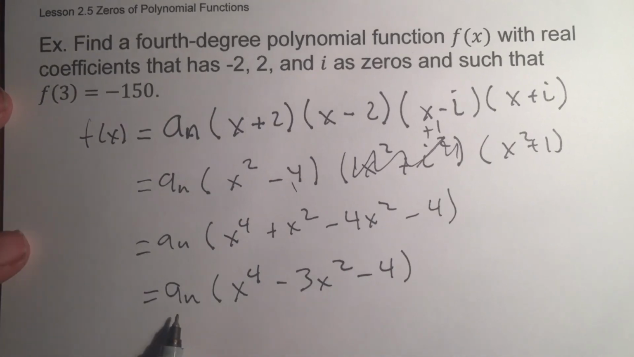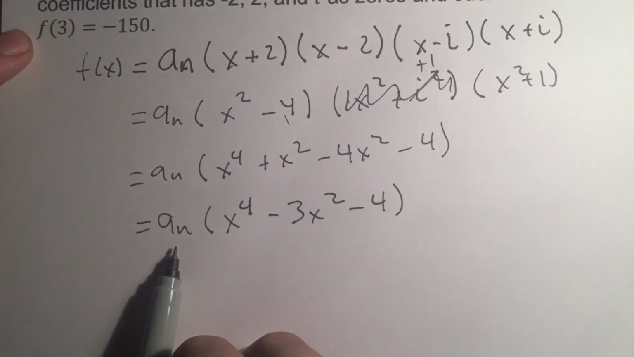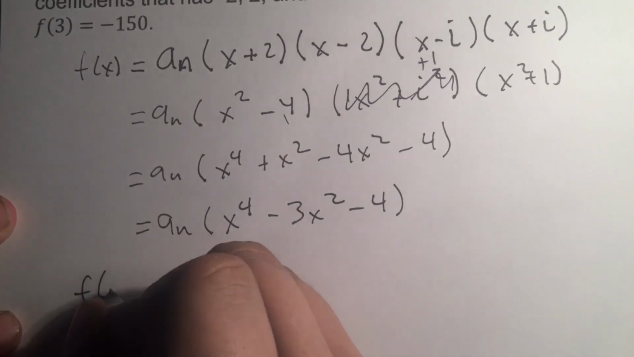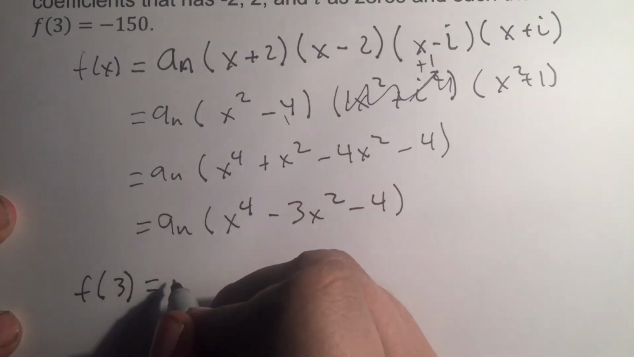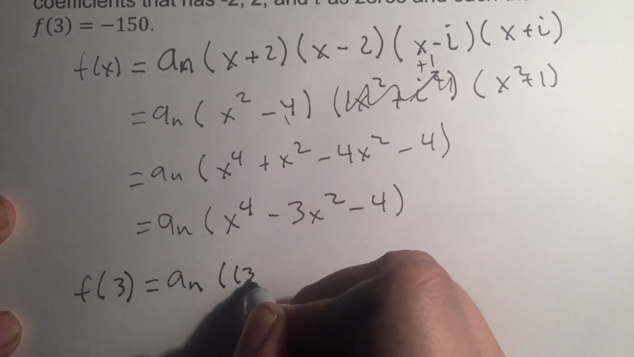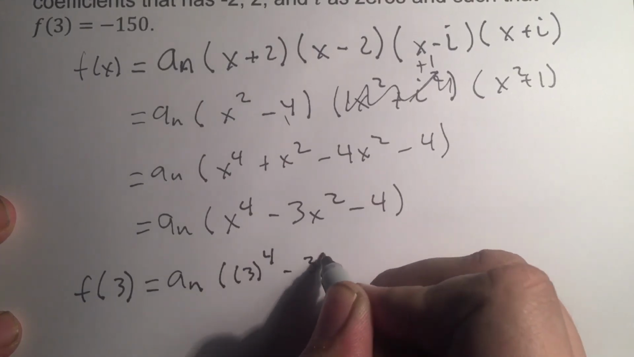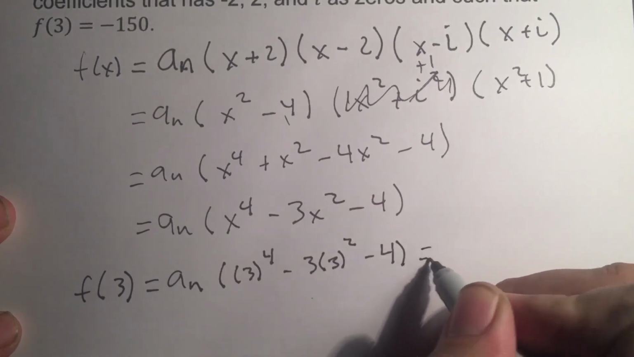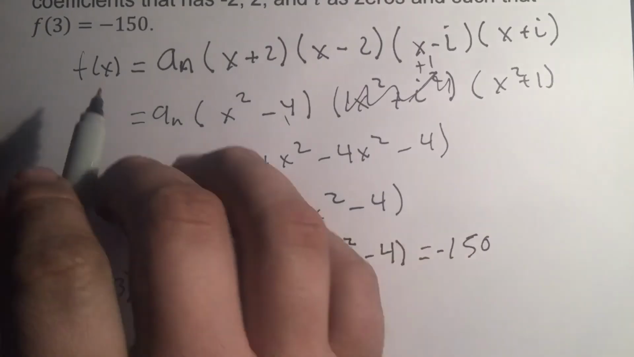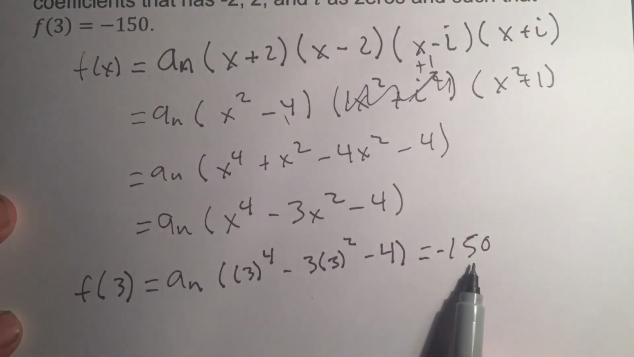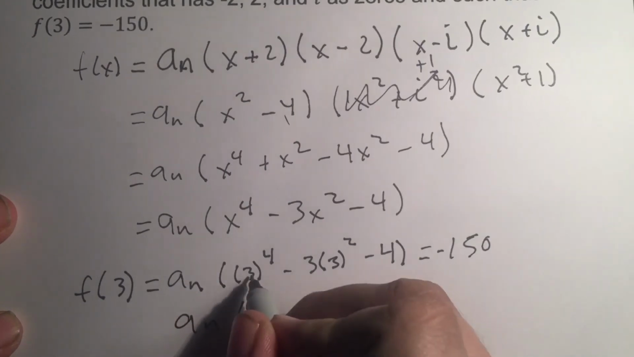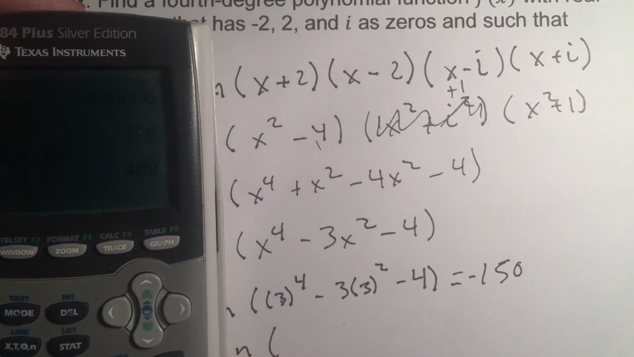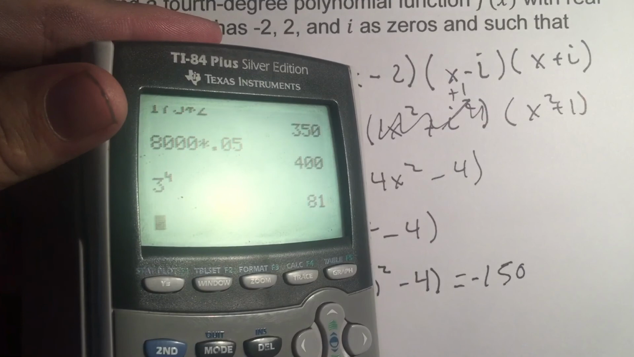So we still have this a sub n, which is where this comes in. This is saying when x is 3, we're going to get a -150 out. So if I do f of 3, I'm going to have a sub n times 3 to the 4th minus 3 times 3 squared minus 4, all equaling -150, sorry. So a sub n, 3 to the 4th. So 3 raised to the 4th power is going to be 81.